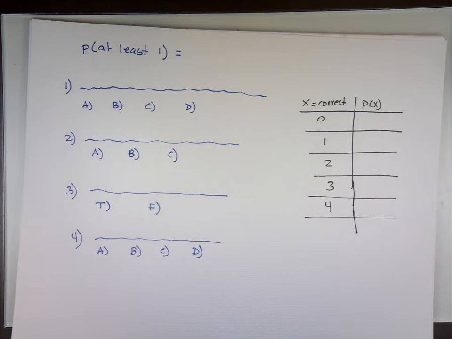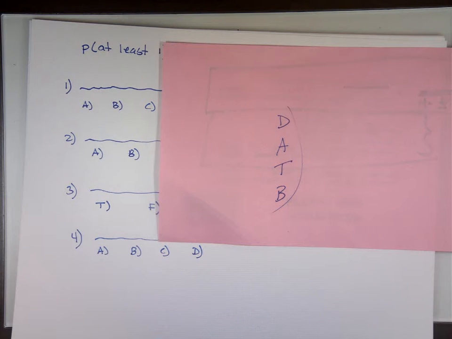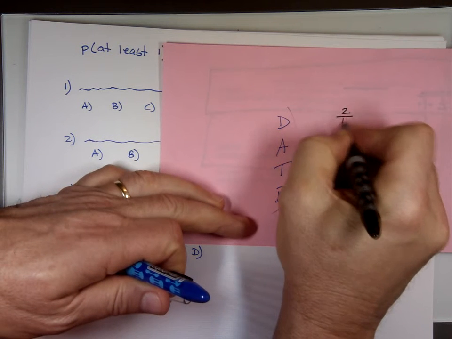So let's see this class, the way we did it. Did you have your answers written down yet? Here are the correct answers. Question number 1, D. Number 2, A. Number 3, T. Number 4, B. How many of you got 0? 2 people. 2 out of 10, 20%. 2 out of 10 got 0.